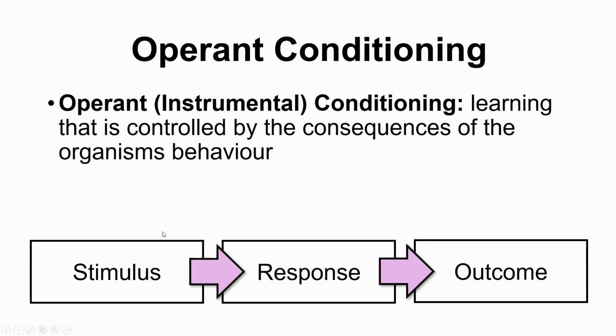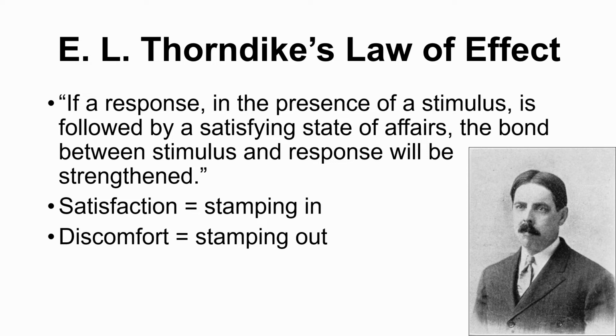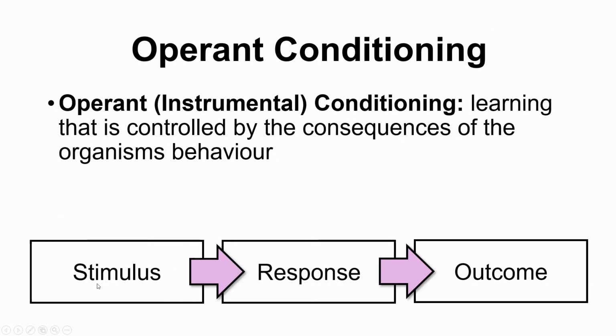Operant conditioning, which was originally just called instrumental conditioning, came about because of E.L. Thorndike. Edward Thorndike is famous for his law of effect, which states that if a response in the presence of a stimulus is followed by a satisfying state of affairs, the bond between stimulus and response will be strengthened. So basically, if you make a particular response when you're faced by a stimulus and the outcome is good, then you're more likely to do that response again if you're ever faced with that stimulus again.